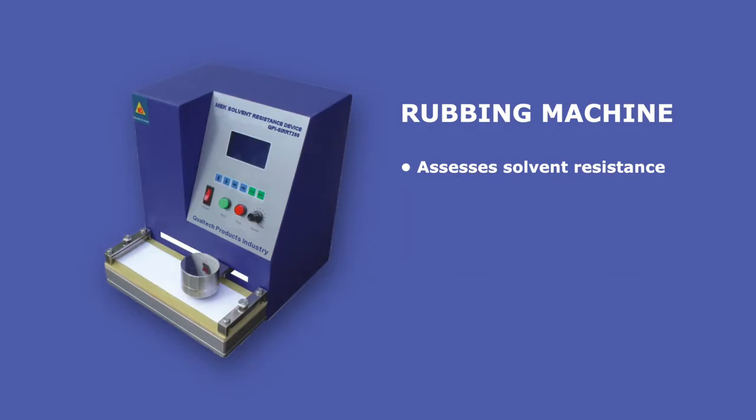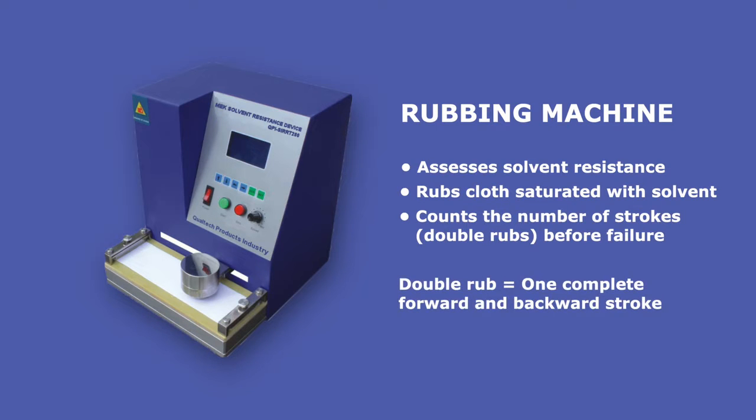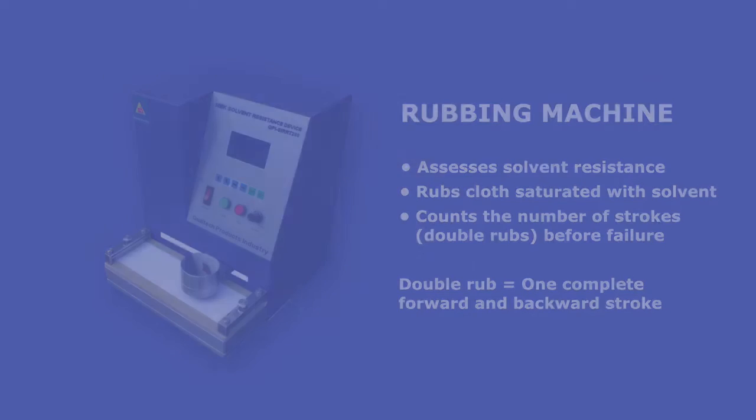In this video, a mechanical rubbing machine for assessing the solvent resistance of an organic coating is used. This automated machine is used to test the solvent resistance of a coating by rubbing a cloth saturated with solvent across the coating and counting the number of strokes or double rubs before the coating ruptures or fails. A double rub is defined as one complete forward and backward stroke over a coated surface under specific conditions.